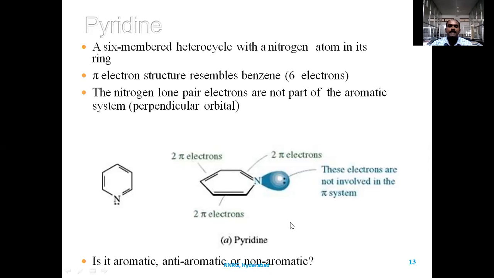So pyridine is aromatic in nature because it is cyclic. It is completely conjugated, planar, and it satisfies Huckel's rule because it has 6 pi electrons. So pyridine is aromatic in nature.